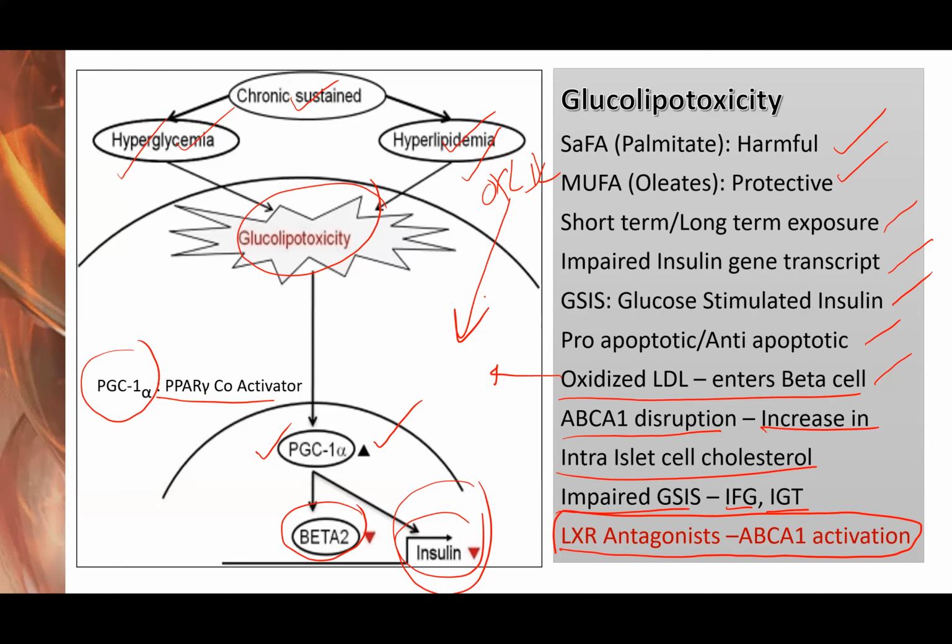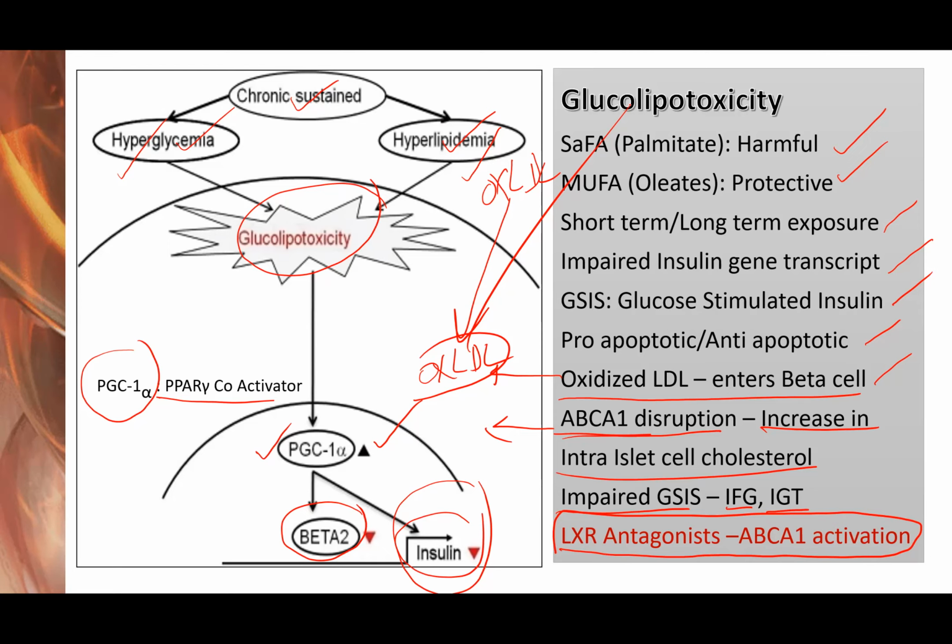What happens in this case when there is glucolipotoxicity? Whatever OX-LDL enters here, because the ABCA1 is disrupted, this OX-LDL is no more moved out of the cell and it stays there inside the cell. That means there is a lipid deposition or a cholesterol deposition, LDL deposition within the cell. That is called intra-islet cell cholesterol deposition. What does it do? It impairs the GSIS. It impairs the mechanism of GSIS and potentiates the diabetes.